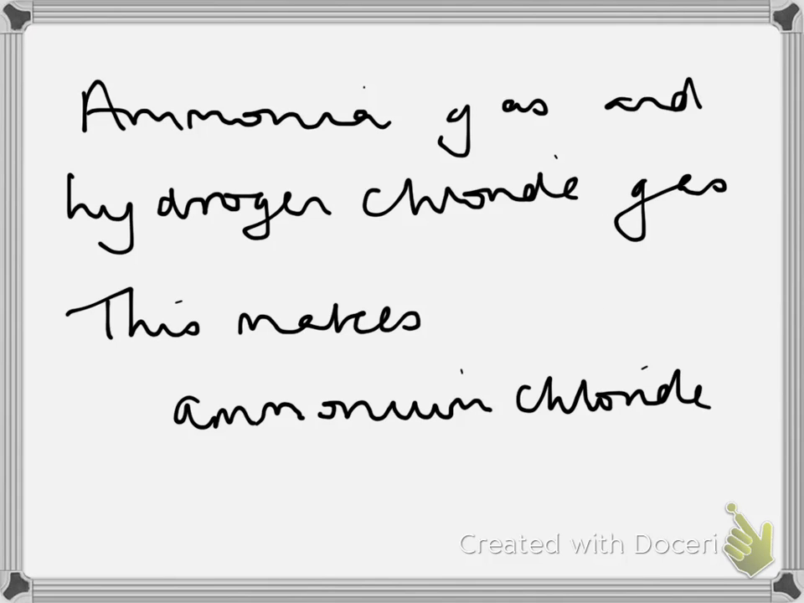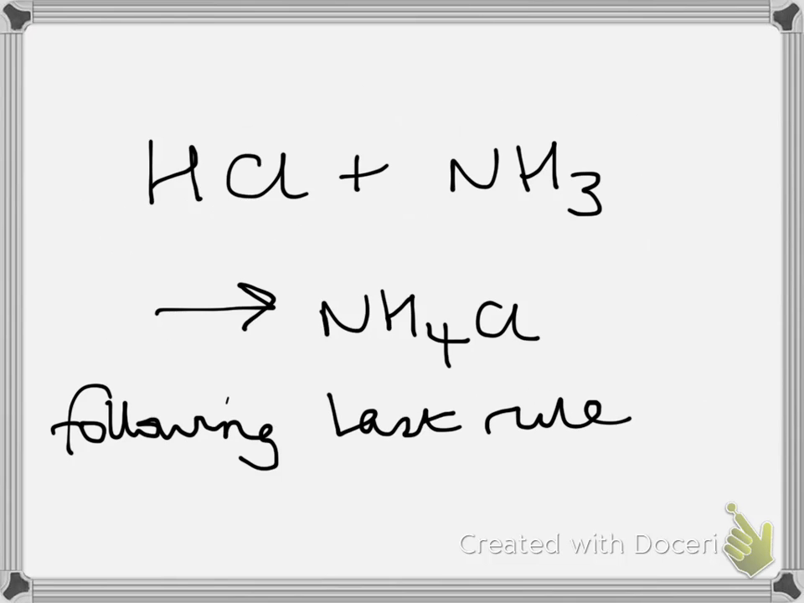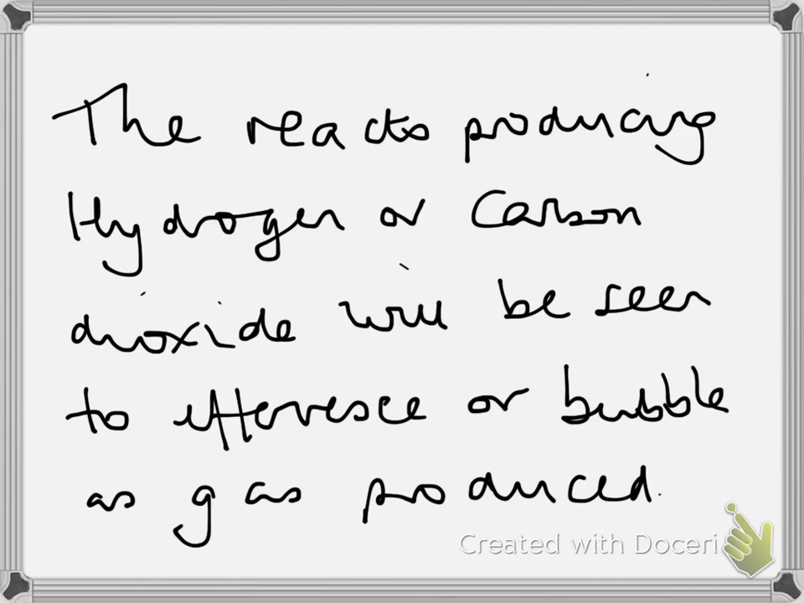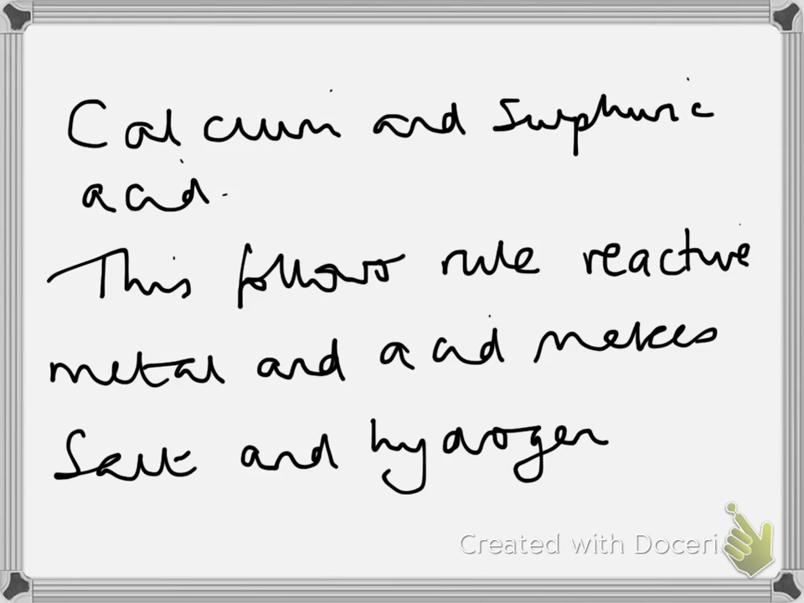Unusual cases occasionally happen between acidic and basic gases. So, for example, ammonia gas and hydrogen chloride gas would make an ammonium salt, so you've got ammonium chloride. Occasionally comes up as an example. So you've got HCl plus NH3, it's NH4Cl. So that one sort of follows my last rule, or rule 5. The reactions producing hydrogen or carbon dioxide will be seen to effervesce or bubble as a gas is produced, so it's worth knowing those from an observational point of view.